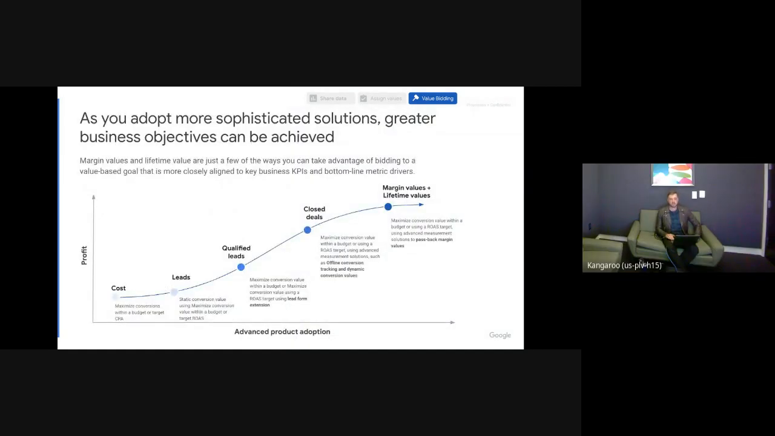I mean, this is kind of the sophistication curve, right? So I think what we're talking about here is we're trying to get you guys at the bare minimum from optimizing to leads to optimizing to qualified leads. I think eventually, if we can get to the level of sophistication where we're optimizing to close deals, that's even better. I'd say the clients that I have that are doing this really, really well, 98% of them are bidding to close deals and not to lifetime value.